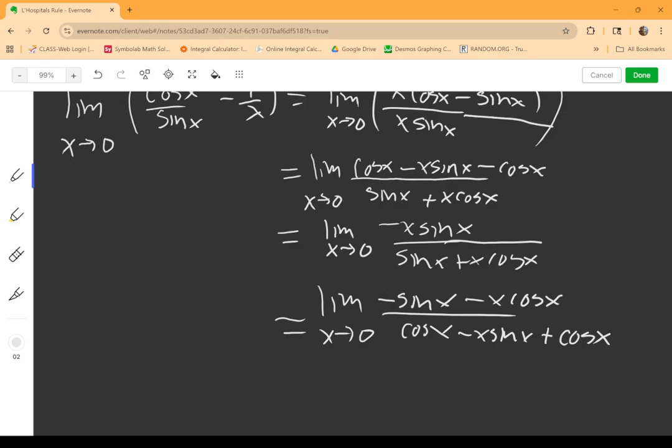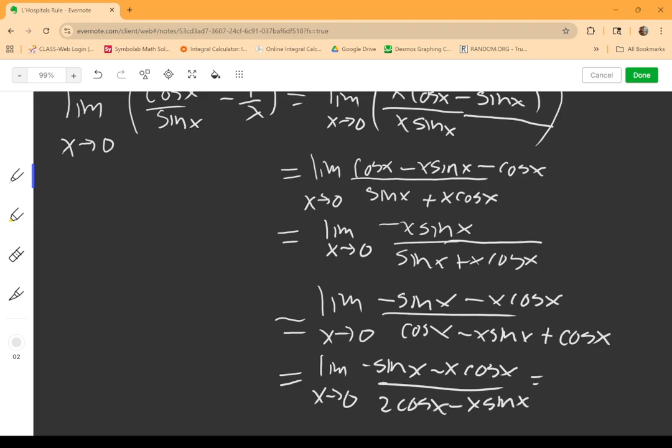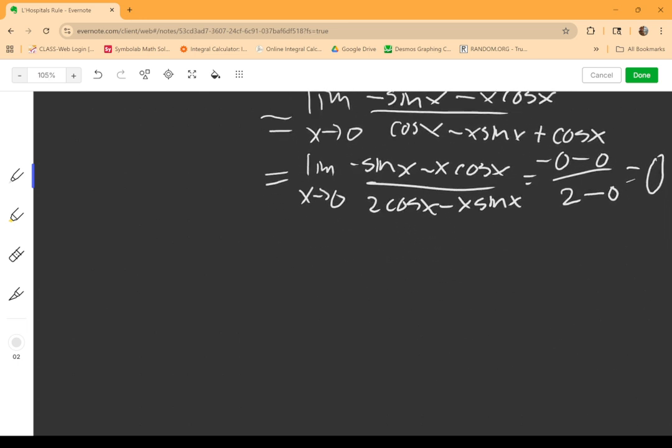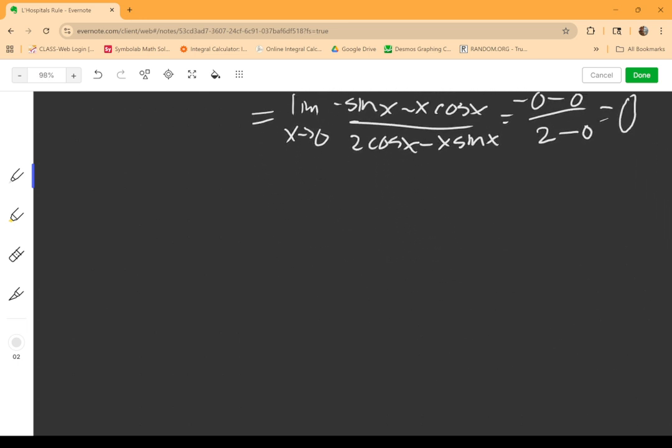Cleaning this up a little bit, we get the limit as x goes to 0 of negative sine x minus x cosine x over 2 cosine x minus x sine x. Here, no longer indeterminate, we can just plug in 0. I get 0 minus 0 over 2 minus 0, which is totally defined: 0 in the numerator, 2 in the denominator. That quantity results in 0. That's how you apply L'Hopital's rule for infinity minus infinity.